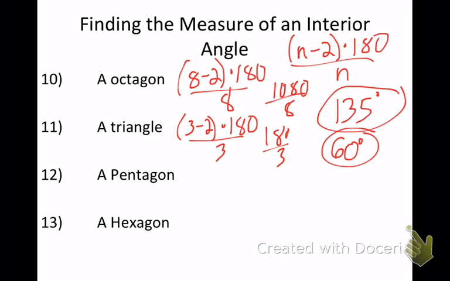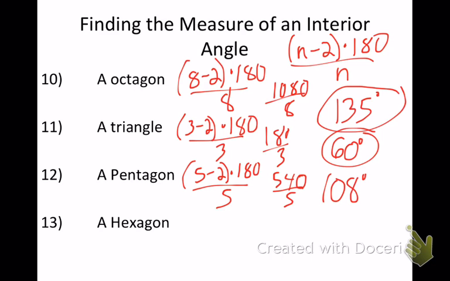A pentagon. Tyler Wilson, how many sides does a pentagon have? So 5 minus 2 times 180 divided by 5. I would do 5 minus 2, which is 3. 3 times 180 is what, Tyler? 540. 540 divided by 5 gets me what, Tyler? 108 degrees. Nice job. Take a couple seconds and do number 13 on your own.